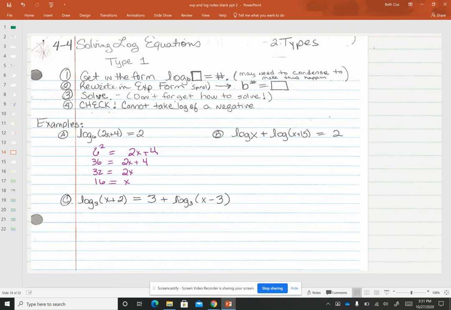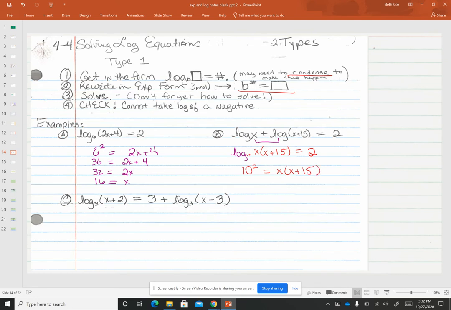All right, so now this next one, we need to condense. We have the plus here, so we're going to condense this to log base... ooh, what's our base? We need to know our base. Remember, our base is 10. So it's log base 10 of x times x plus 15, and this is equal to 2. All right, so we did the condensing first. Now we're going to do our spiral. So we'll do 10 to the second power is equal to x times x plus 15.